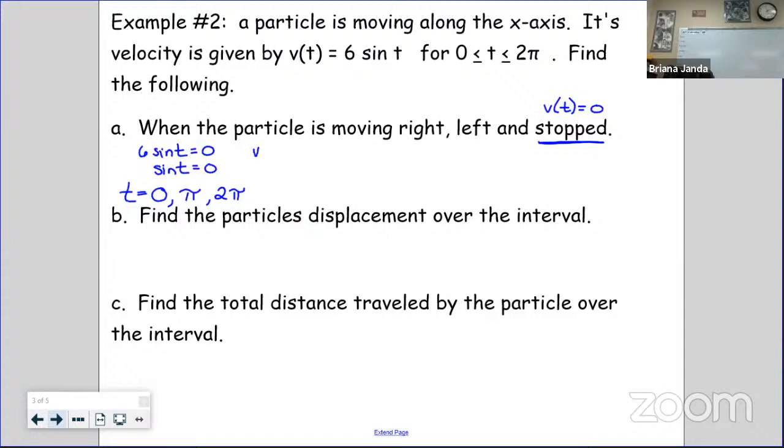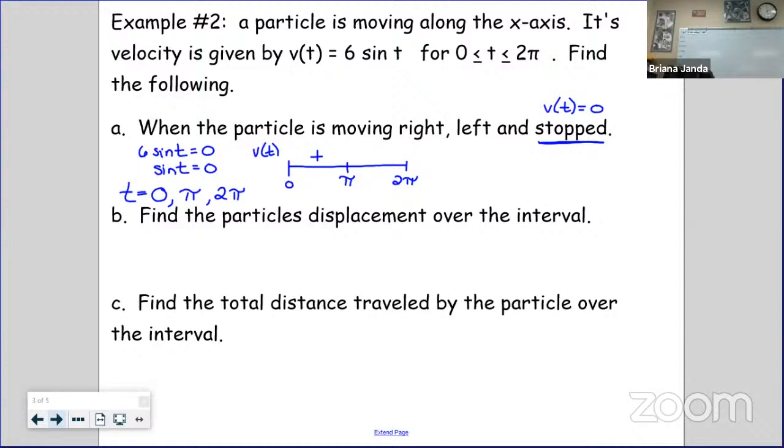So looking at our sign chart, if we break up our interval using those times, what's our velocity doing in between those times? So we just pick something in between. Something between 0 and pi would be like pi over 2. What is the sine of pi over 2? That would be 1. That's representing quadrants 1 and 2. Sine is positive in quadrants 1 and 2.